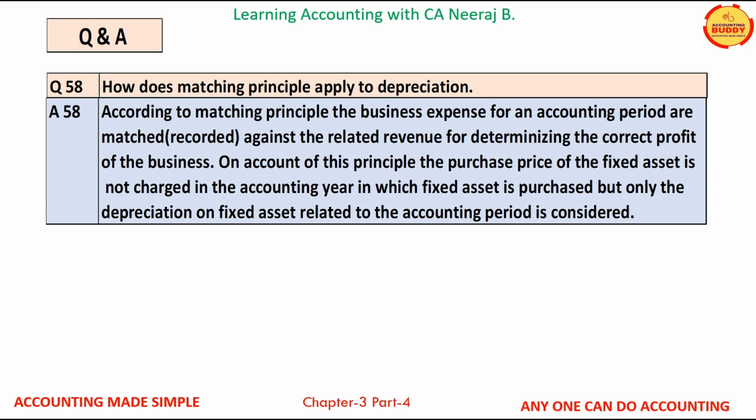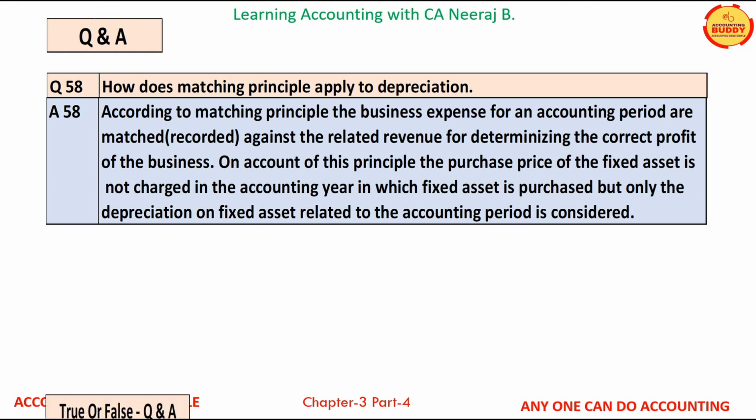The answer is according to matching principle, the business expense for an accounting period are matched against the related revenue for determining the correct profit or loss of the business. On account of this principle, the purchase price of the fixed asset is not charged in the accounting year in which the fixed asset is purchased, but only the depreciation on the fixed asset related to the accounting period is considered to calculate the profit or loss of the business.